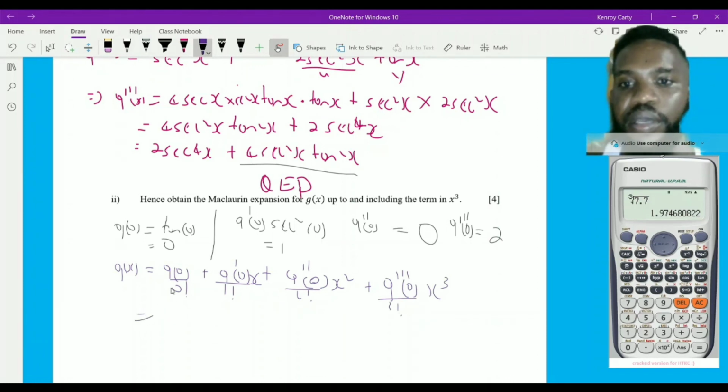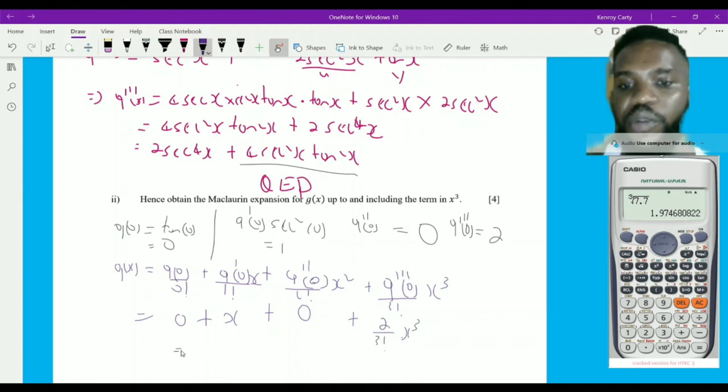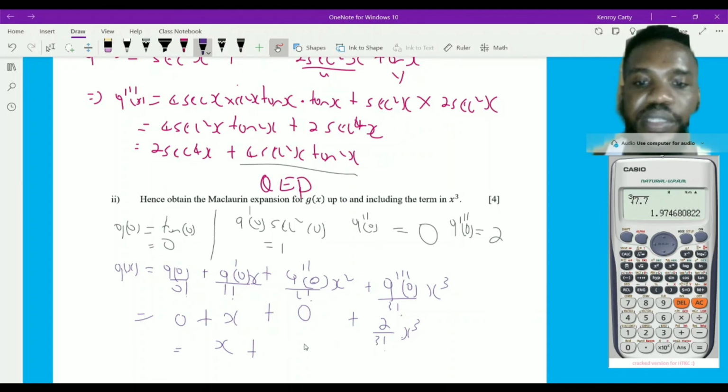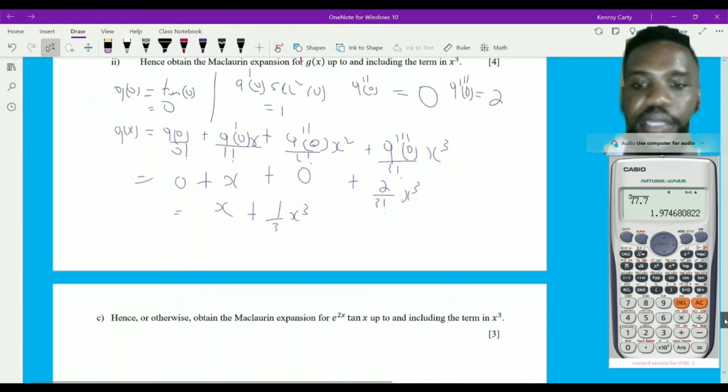In this case, this is 0, plus this is just going to be x, plus this is 0, plus g triple prime, that's 2, so it's 2 over 3 factorial x cubed. So this simply boils down to x plus, now 3 factorial is 6, so 2 over 6 is 1/3, so 1/3 x cubed. Alright, so we have that mapped out there.